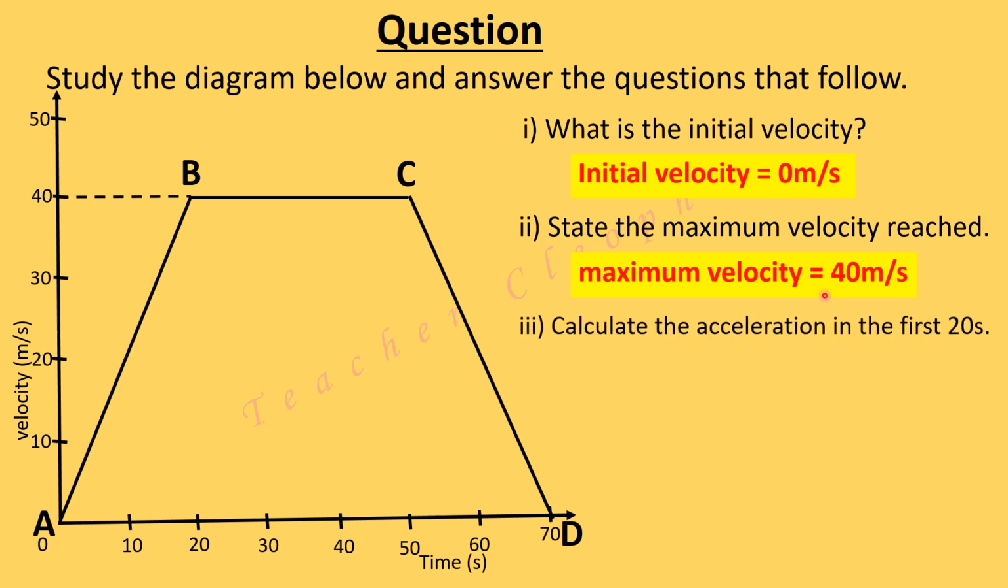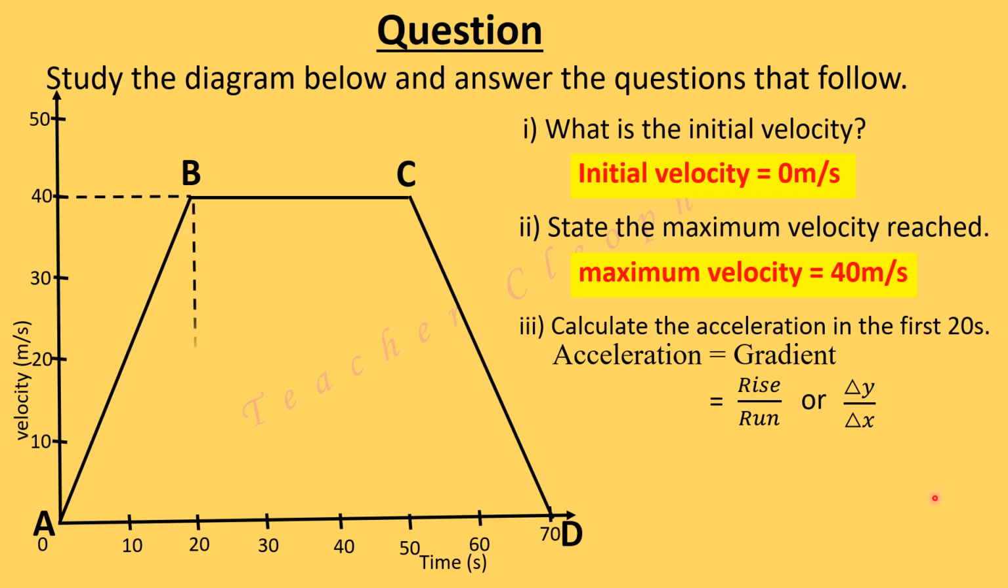Question 3. Calculate the acceleration in the first 20 seconds. Acceleration is simply equal to gradient, and gradient equals the rise over the run, or the change in y over the change in x. So what is the rise and what is the run? The rise is simply from this point to this point, that is from point A to point B, and we can see that this is 40 meters per second.